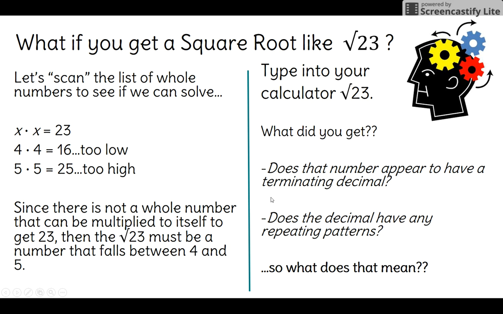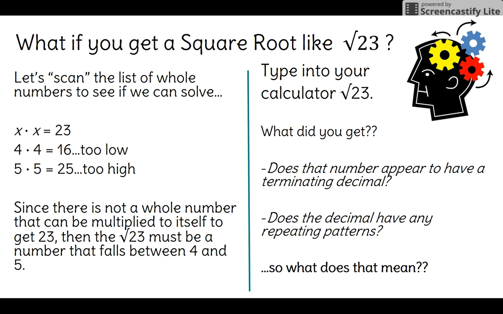All right. So what if we get a square root like the square root of 23? Well, we can scan back through a list of what we know. We know that the square root of 23 is going to be some number times itself. So we can call that x times x.